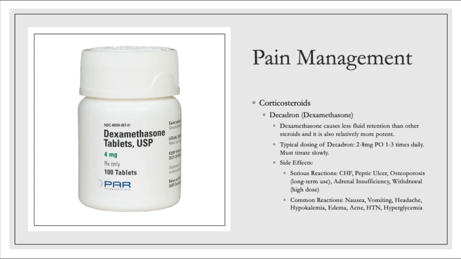The typical dosing of Decadron is about 2 to 8 milligrams by mouth, and it can be 1 to 3 times daily. Now, the thing is you don't want to just start somebody on a high dose of this. Usually we will titrate slowly up because it's one of those things that people can get used to a certain dose, especially if you have them on a high dose, and then it won't be helpful for them anymore.